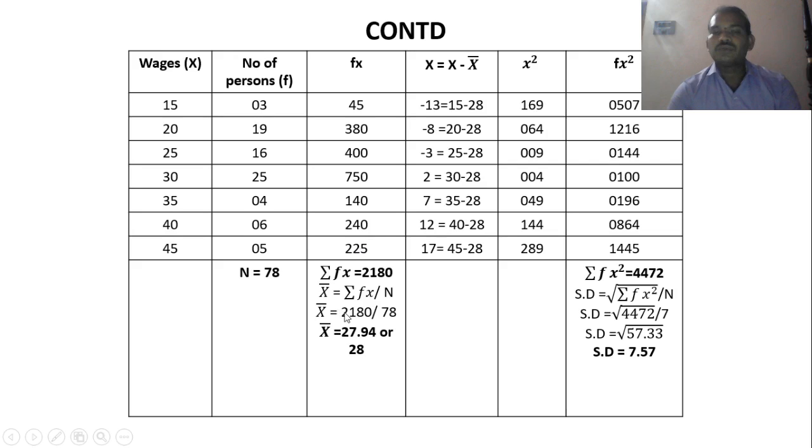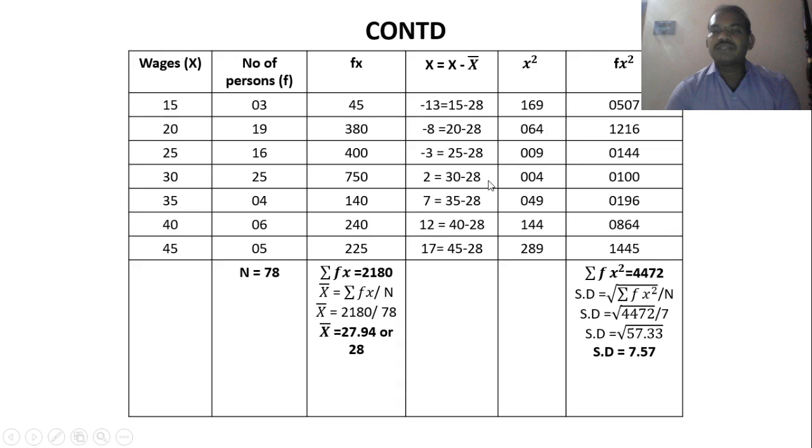Mean is equal to sigma fx divided by n, which is 2180 divided by 78. Mean is equal to 27.94, approximately 28. For standard deviation, x is equal to x minus mean. My x values are 15 minus 28, minus 13; 20 minus 28, minus 8; 25 minus 28, minus 3; 30 minus 28, 2; 35 minus 28, 7; 40 minus 28, 12; 45 minus 28, 17.